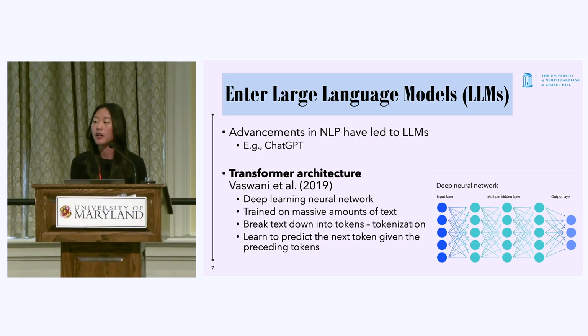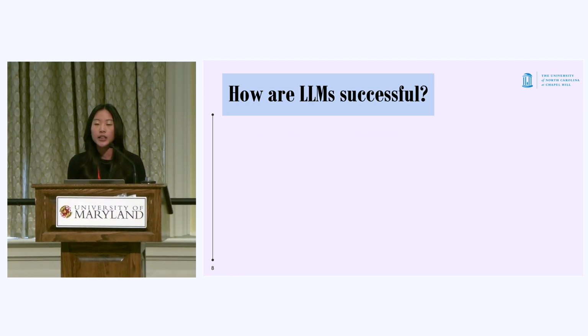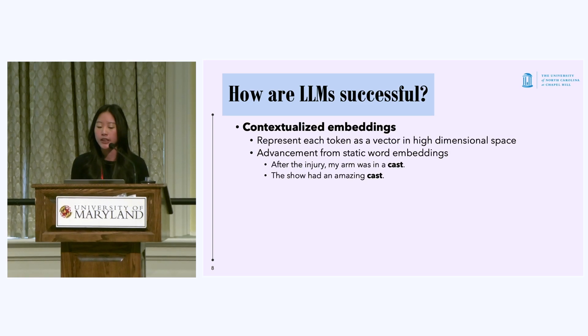So this is really like an artificial version of cloze. I also want to highlight a few reasons that large language models are successful. One is they utilize contextualized embeddings. This is an advancement from prior models that use static word embeddings. In the model, each token is represented as a vector in high dimensional space. And by contextualized embeddings, that means that the token's embedding changes based on the context the word occurs in.